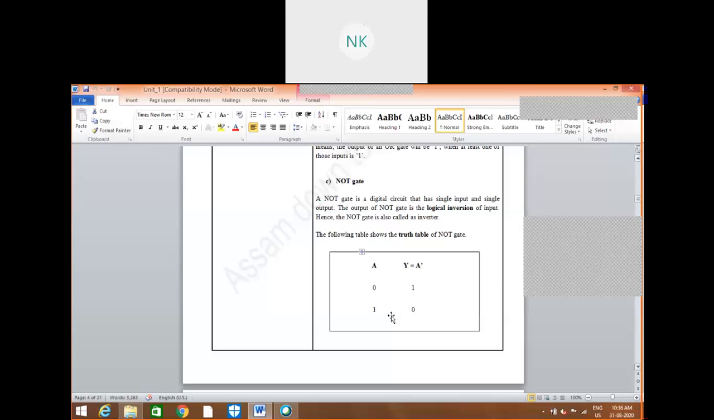Now let's see the diagram. So this is the diagram for the gate. In this way, you have to memorize these gates, meaning the symbol of each gate. There is no other option. You have to memorize the symbol of the gate.